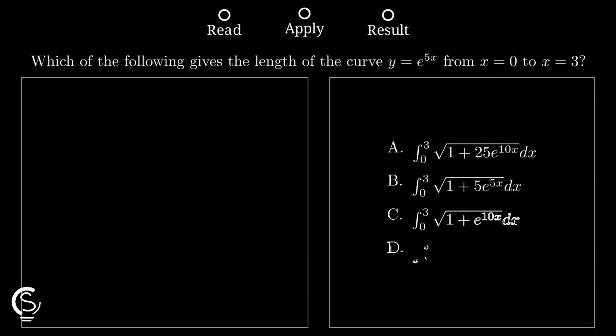First, we need the derivative of our function. Since y equals e to the 5x, we use the chain rule to get 5 times e to the 5x power.